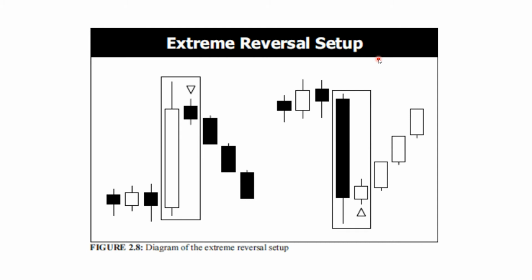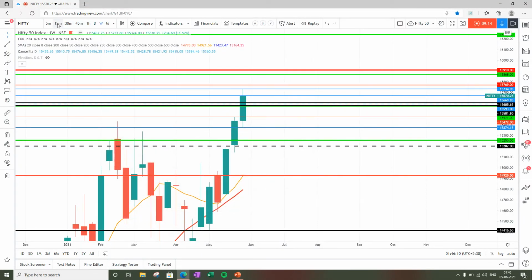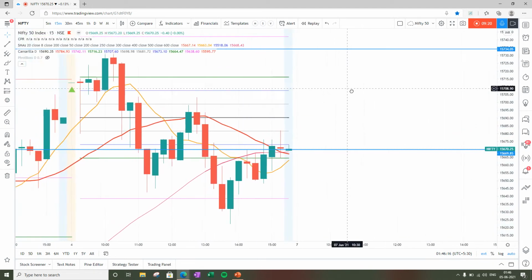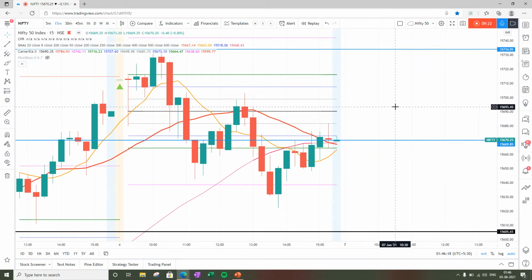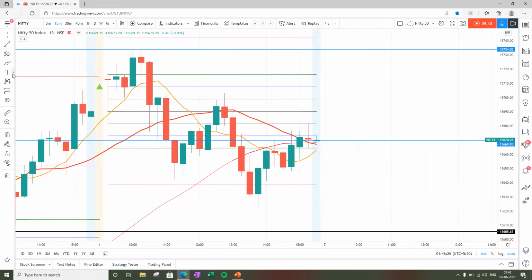So now let's look into some examples to get more detail on this. If you see today's chart itself, that is 5th of June. Today what happened was, if I want to show you a reversal pattern.